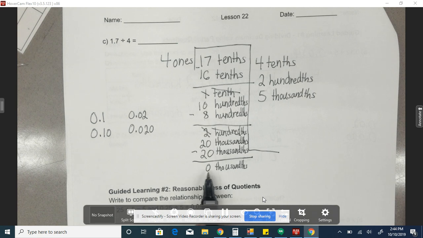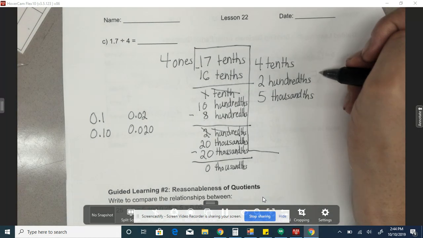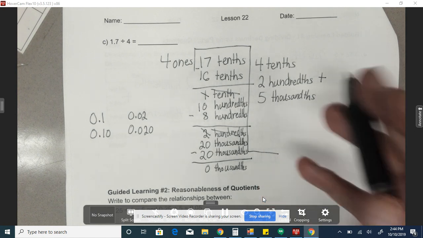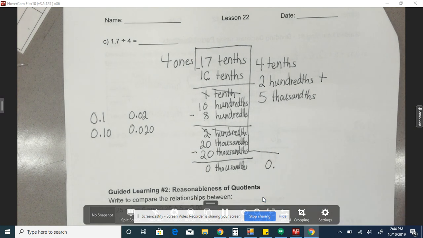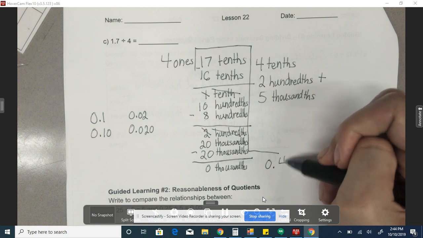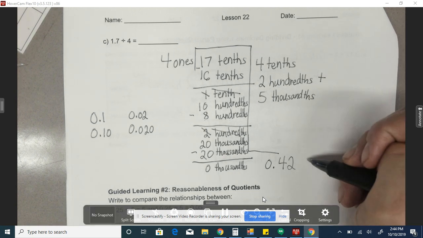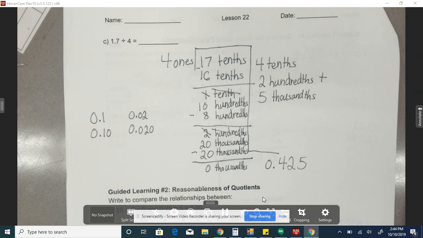So now that I'm at 0, I know I'm done dividing. I just need to add all these groups. So I'm looking here. I see I have 0 ones. I see I have 4 tenths, 2 hundredths, and 5 thousandths. So my answer is 0 and 425 thousandths.